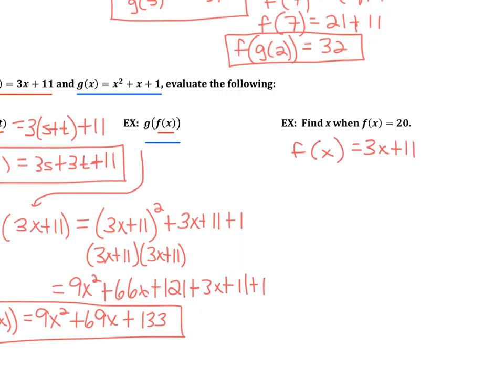All right, in the last example, it says find x when f of x equals 20. So all I did right here was just rewrite my function definition that I was originally given. f of x equals 3x plus 11. So in this particular example, we are given that f of x equals 20. So I'm going to plug that in. And that gives me the ability to solve very easily for x. And that's what we're supposed to be finding. We're supposed to be finding x.